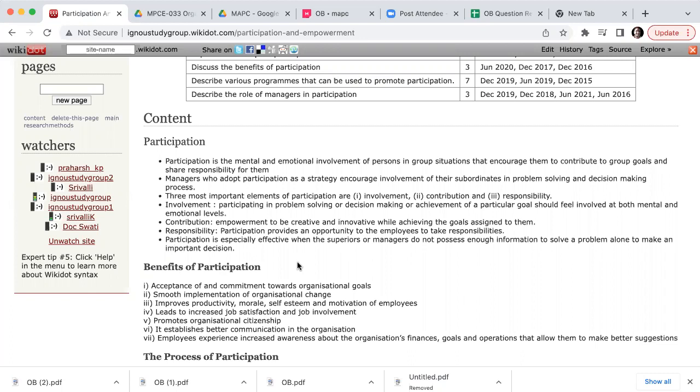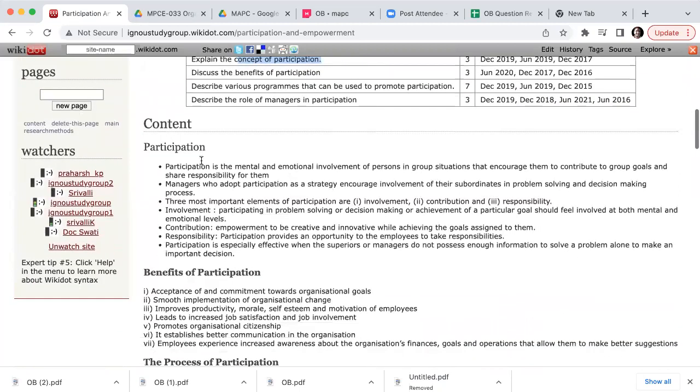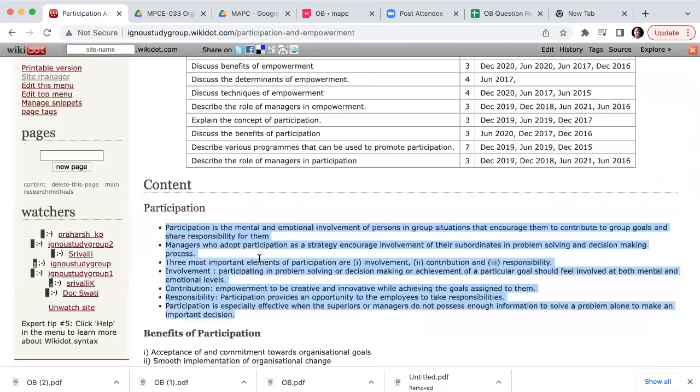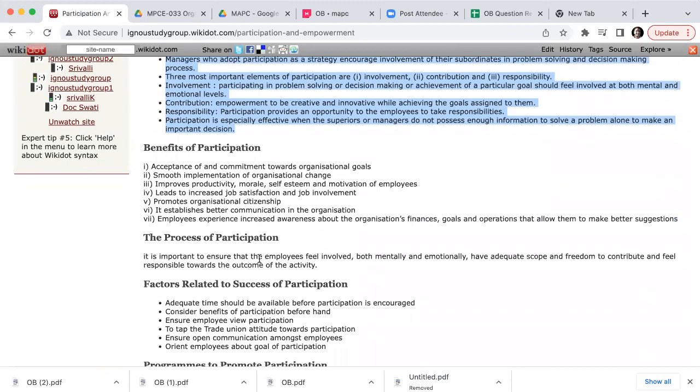When it comes to the concept of participation, if the question is about the concept, this first paragraph that you are seeing is the one we need to write. The things you need to do are the definition, and the three elements are the main points you need to put. It is effective when superiors and managers don't possess enough information to solve a problem.